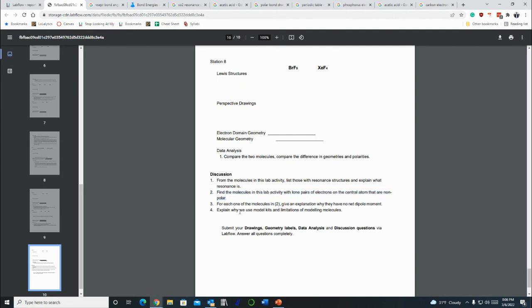And then finally 4, why do we use model kits and what are the limitations of model kits? You should notice them as you do it. There are just some things that aren't represented by model kits, but they're overall a net good. So lots of questions. So make sure that you understand all of them. I really recommend that you do this lab report in lab because you can finish it and you can ask for help as you do it.